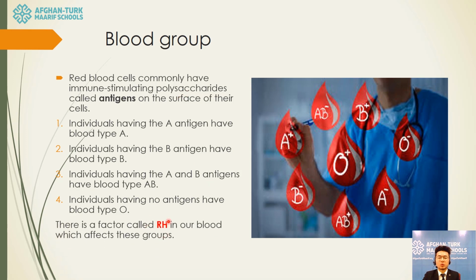Besides this, there is one essential factor called the Rh factor, and this is very important while grouping the blood. For example, here we have an A plus or A positive blood group and an A negative blood group. A positive means that the person having this antigen inside his blood also has an Rh factor. But those who have A minus have the antigen but don't have the Rh factor inside their red blood cells.